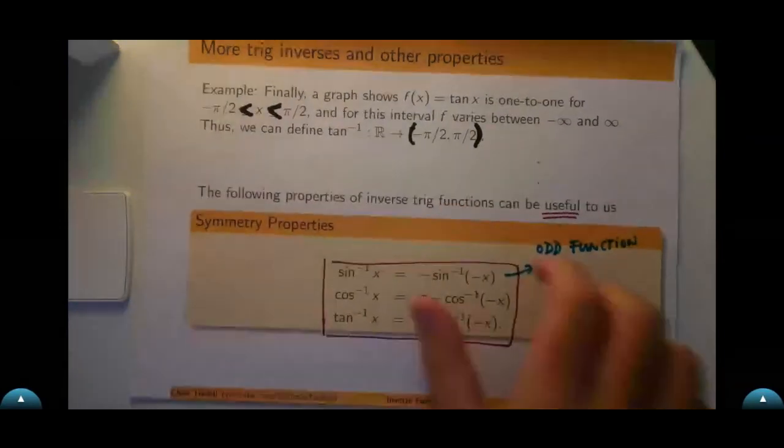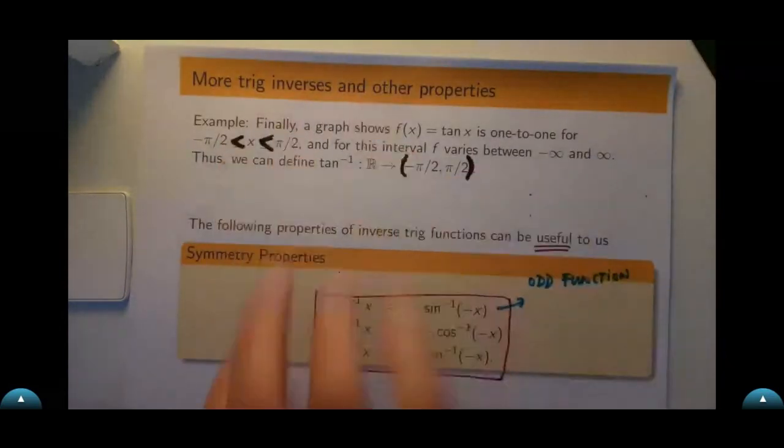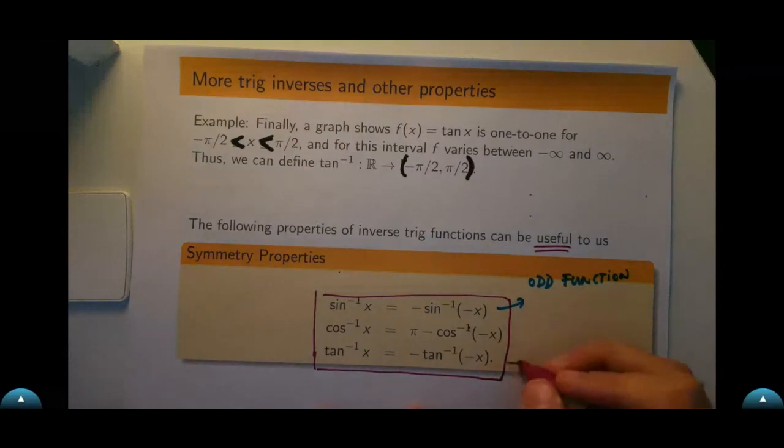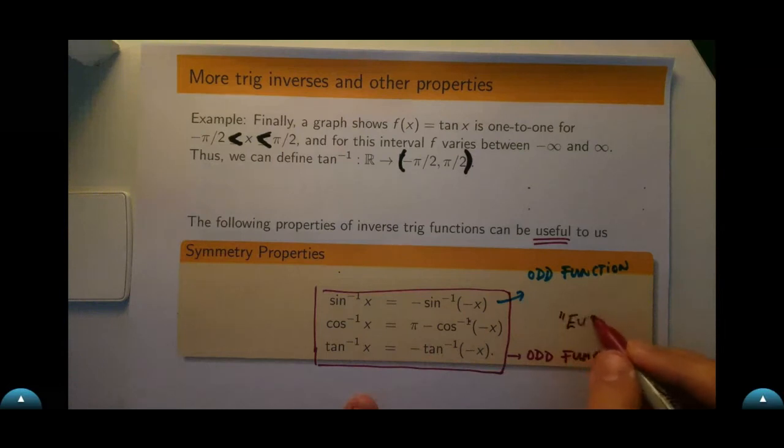Well, it means that if you took the graph and you rotated it 180 degrees about the origin, you would get the same graph. Okay, so that's a good test to see whether a function's odd or not. Okay, this one too, it's an odd function. And this middle one, it kind of looks like an even function, but you've got this pi in here. So I'll just put even in brackets. Okay, you've got this extra term of pi there. So it's not really satisfying the definition of an even function, but there will be some sort of symmetry there, okay?